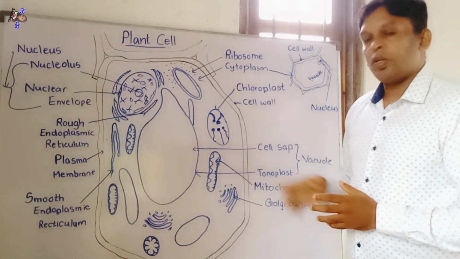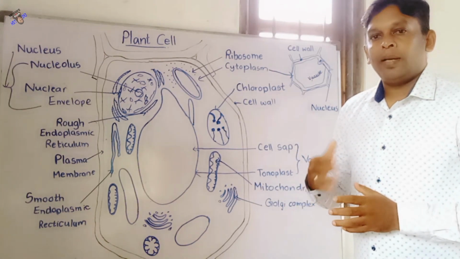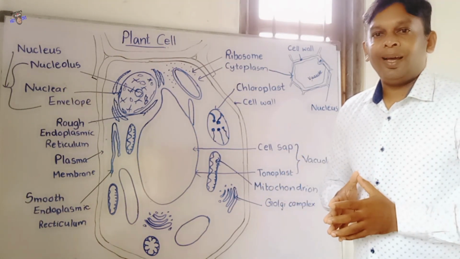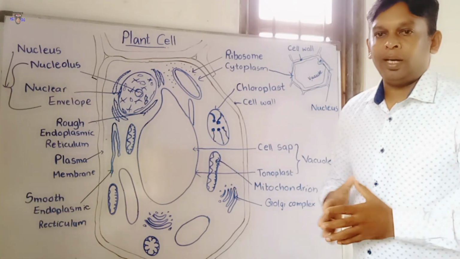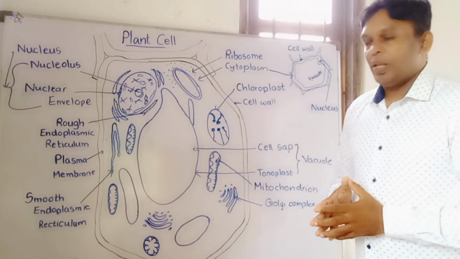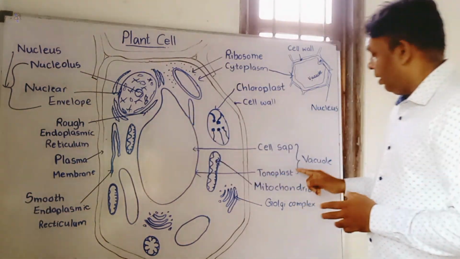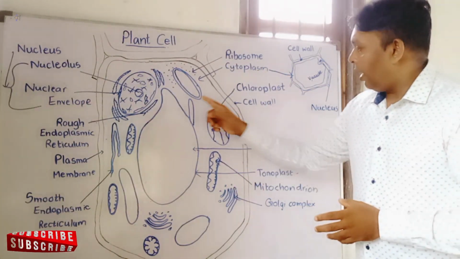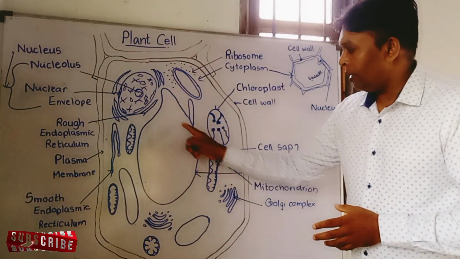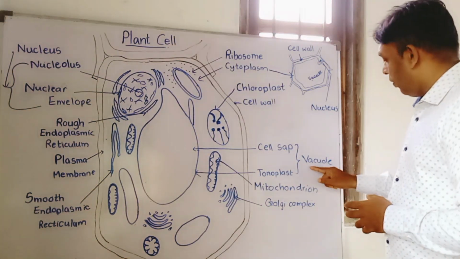Now let's look at the chloroplast. Chloroplast is also a very important organelle which can be taken as the kitchen in the house. Actually, they produce food which is required for all the metabolic activities. Now let's look at the cell sap. Cell sap is here, and we have the tonoplast, which is the outer membrane. This is the tonoplast and this is the cell sap. These two together can be regarded as the vacuole.